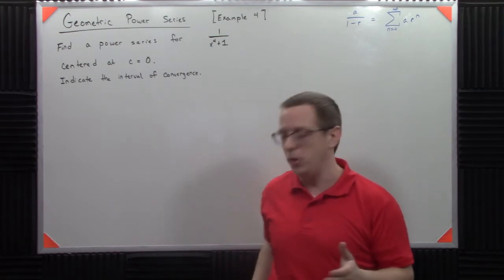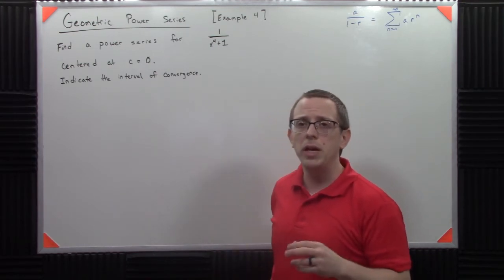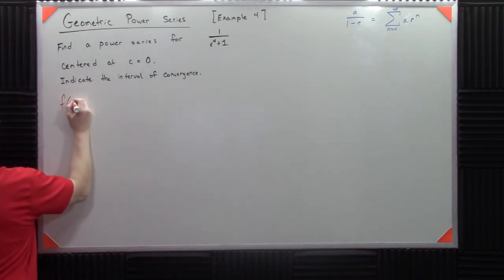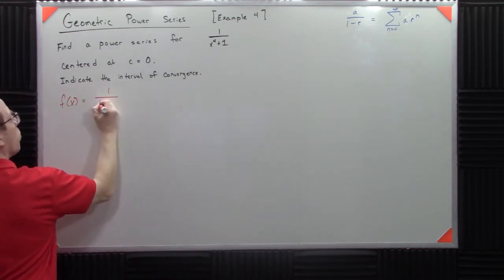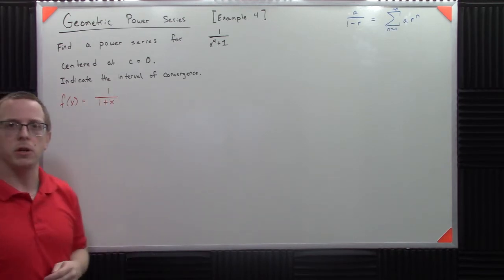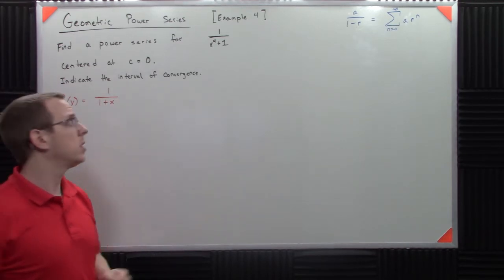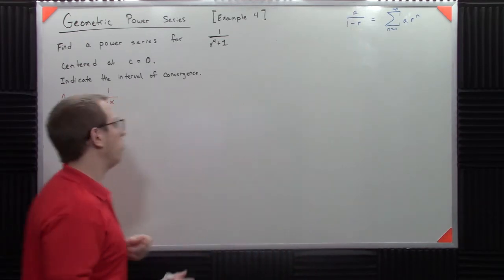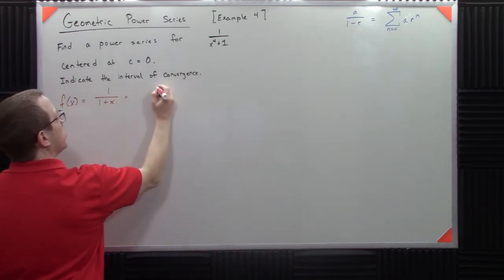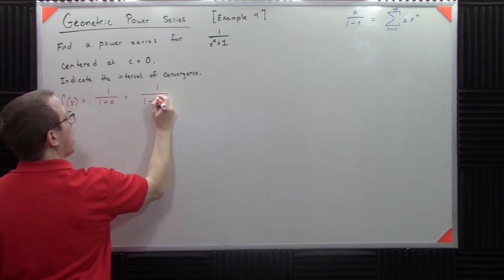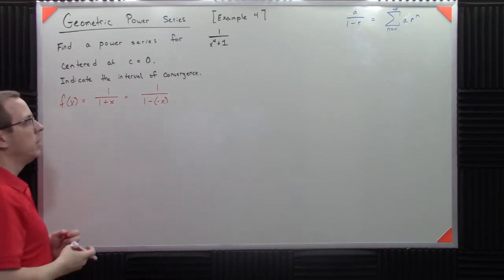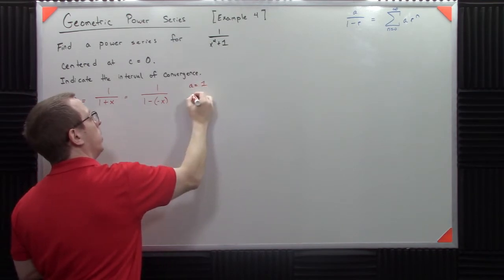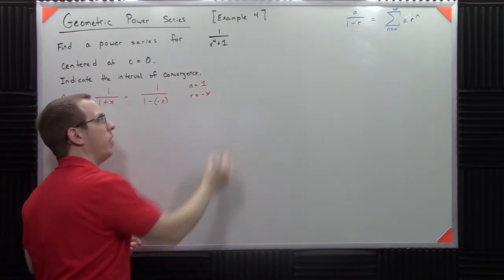The first thing we want to do is figure out how we would get a power series for something like f of x equals 1 over 1 plus x. I've got something for 1 over 1 minus x, but I don't have a 1 over 1 plus x. So the simple thing to do is just say 1 minus negative x. Now I have something where my a is 1 and my r is negative x.